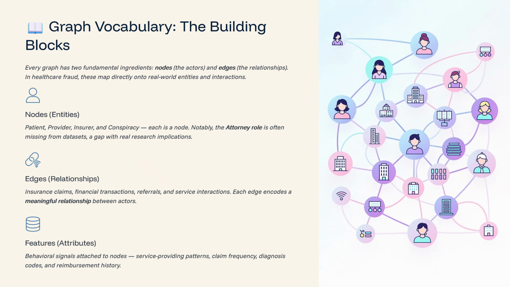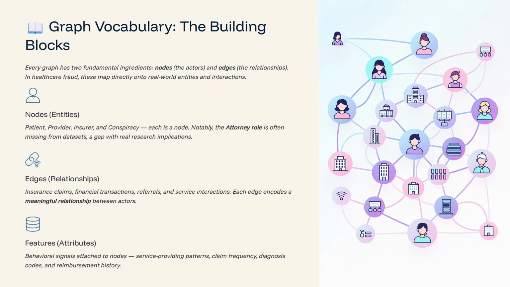Every graph, no matter how complex, is built from just two fundamental ingredients: nodes and edges. Everything else is built on top of these two concepts. Nodes represent entities, the actors in our story. In healthcare fraud, our nodes are patients, providers, insurers, and even more entities that we need to explore, research, and join together.